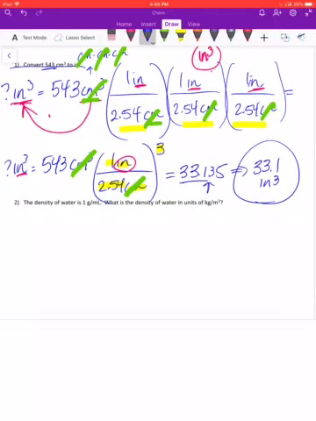The next example, we're going to work with density. And so density is a physical property that involves a ratio of mass to volume. So the units for density are a unit for mass over a unit for volume. So often we'll see grams per milliliter or grams per centimeter cubed.